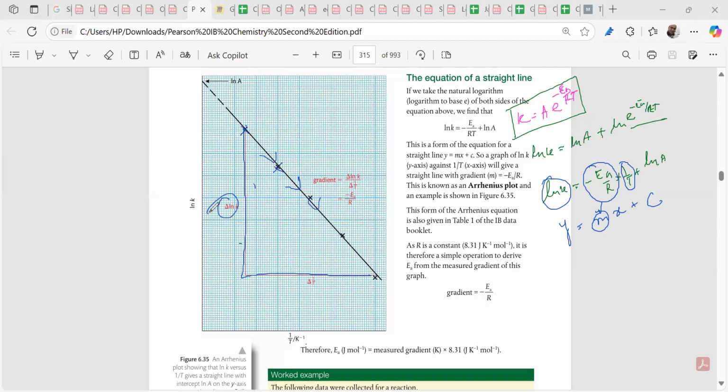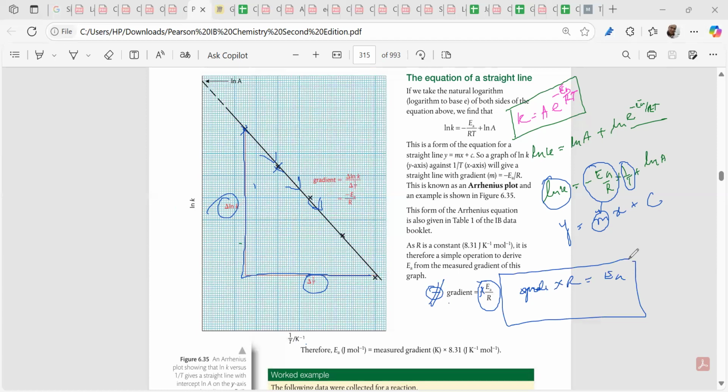It's delta ln k by delta 1 by T. Understood? And the gradient will be equal to what? Minus Ea by R. Since it's a negative gradient, the minus sign will be coming, so the minus gets cancelled out. So we take the gradient and multiply it by R, and we get Ea. Is it clear?